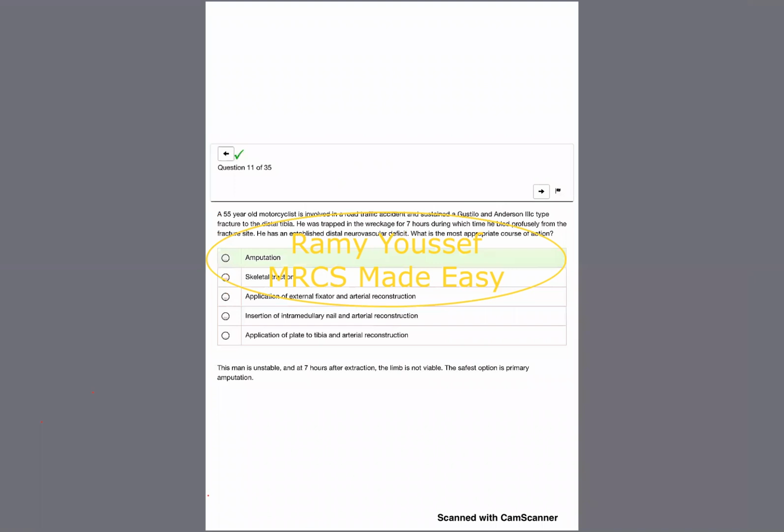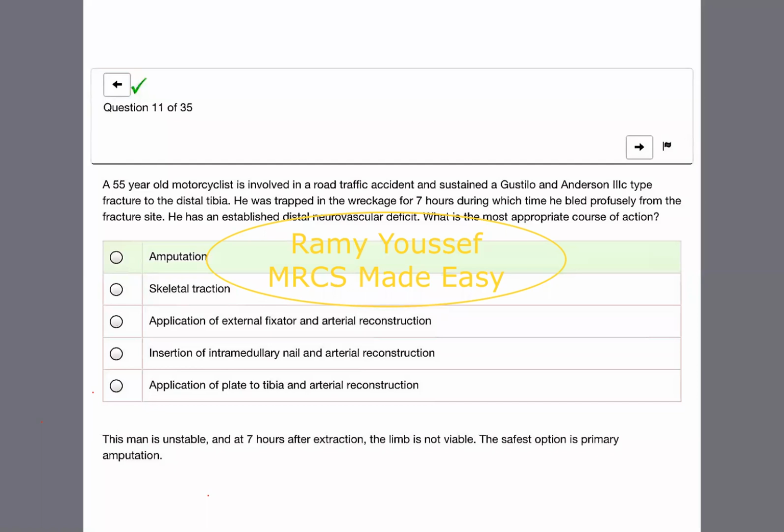If someone is writing, thank you for writing, please just close the editing tab. Thank you. Okay, so this is type C, so this is go for amputation, okay?